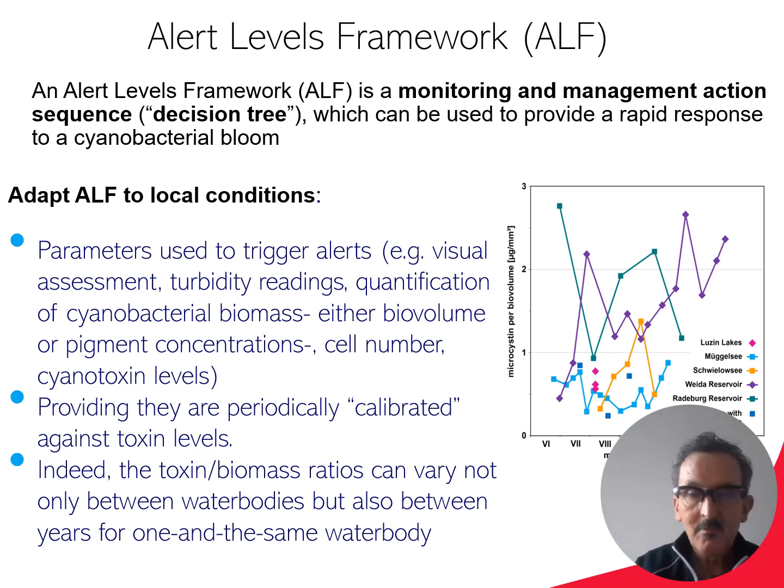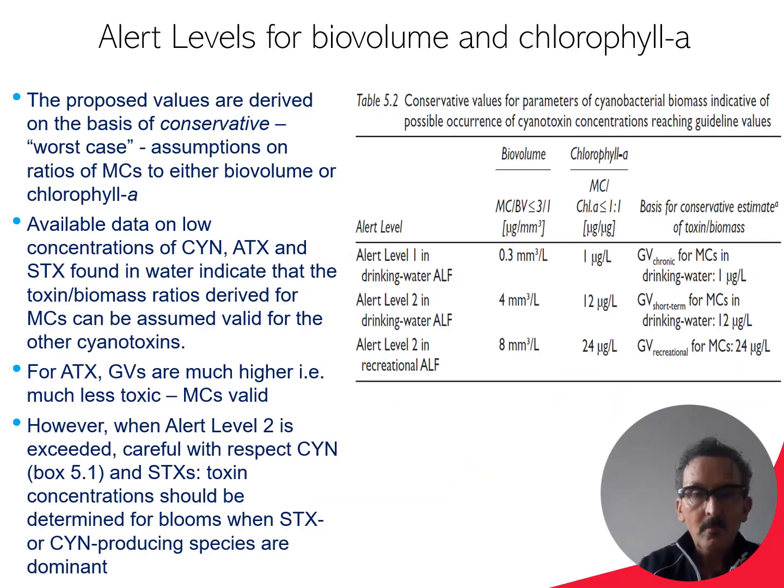And toxin to biomass ratios can vary not only between water bodies, but also between months, between years, within the same water body. And on the right, you can see different lines for different lakes in Germany go up and down between different years. So it's variable, and that doesn't help in making easy decisions. This is a busy slide. I will not go into detail. You can find it again in the book.